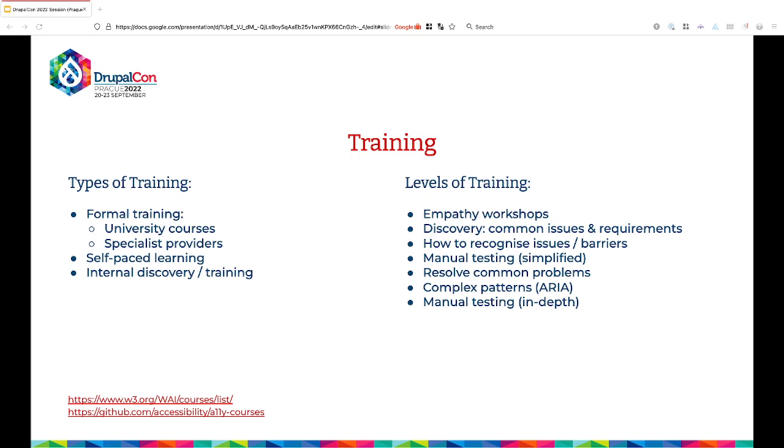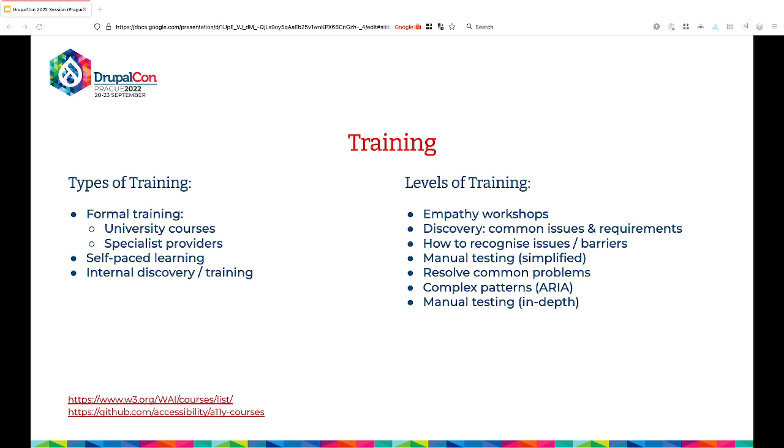And there's different levels of training. There's the empathy workshops, which we've already touched on. You can introduce things gently with discovery, where you explain the common issues and the WCAG requirements just gently. Then there's really about how to recognize issues and the barriers that people face. Then we'll start gently with some manual testing. So it's simplified steps, things like just tabbing with your keyboard. And then we can look with developers and designers at resolving common problems.